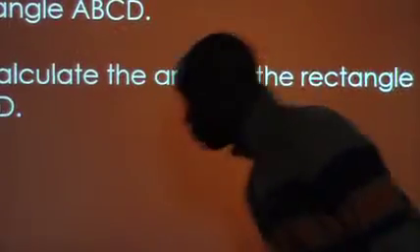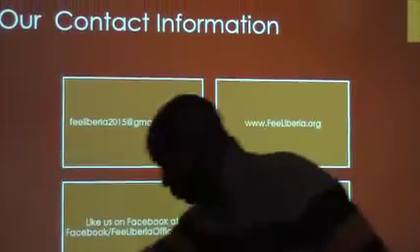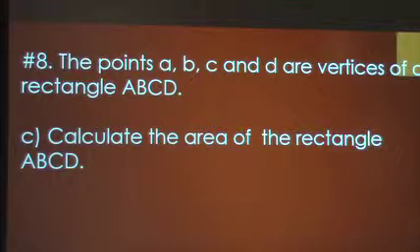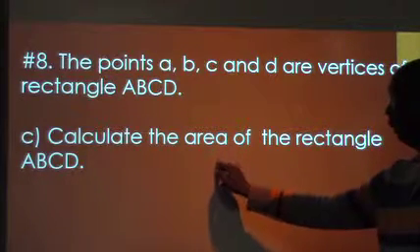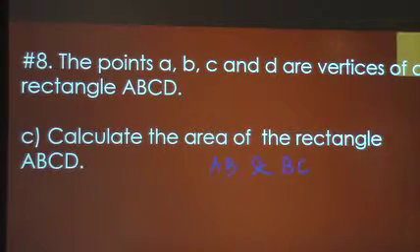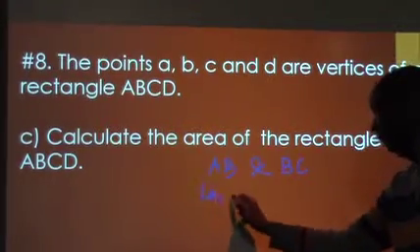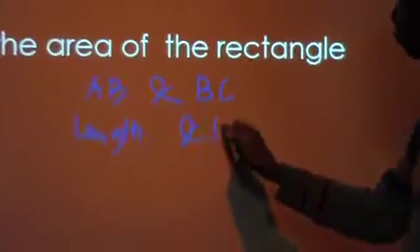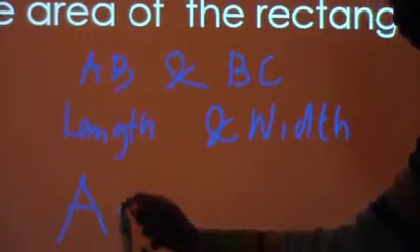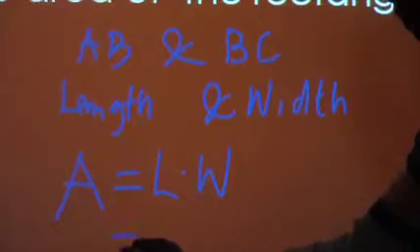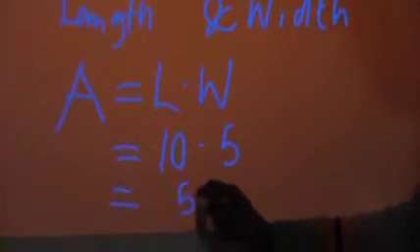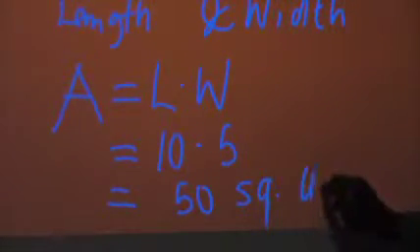Now, let's go back, we're too fast. We have to calculate the area of the rectangle. Remember, we found AB and BC, which constitute the length and width of the rectangle. The formula for the area of the rectangle is length times width. We calculated AB to be 10 units and BC to be 5 units. So that means it will be 50 square units.